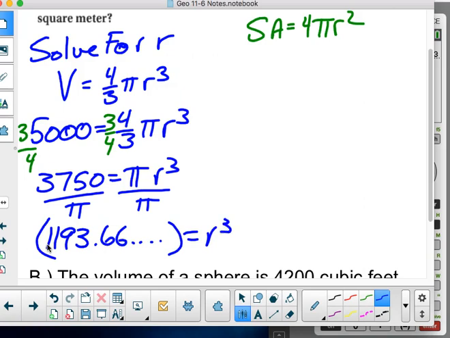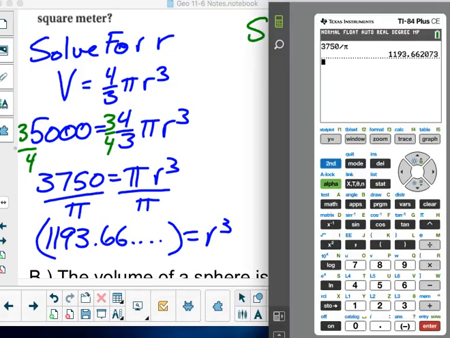Now I'm going to take the cubic root of both sides. I want to show you how this is done. I'm going to take my answer, and I'm going to raise that to the 1/3 power, 1 divided by 3. That is the cubic root. That was the value of r that existed before I cubed it. And I hit enter, and I get 10.6078.